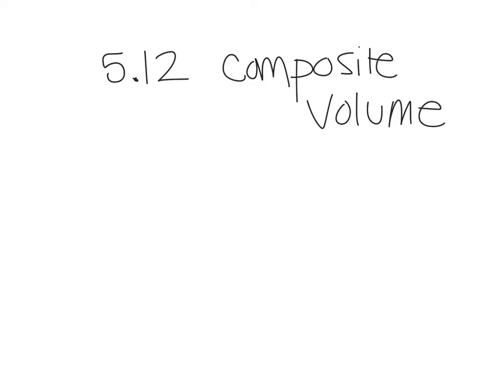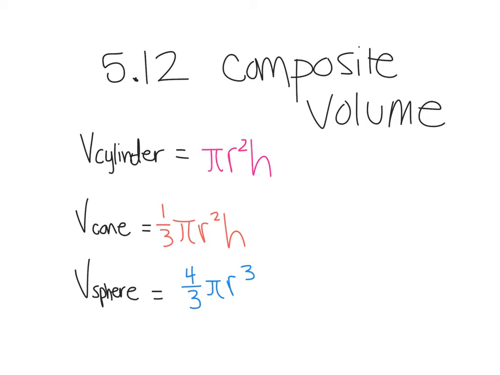In order to solve for volume, we need the formulas. For a cylinder, it is pi radius squared height. For the cone, it's 1/3 times pi times the radius squared times height. And for the sphere, it's 4/3 pi r cubed. So I'm going to use these formulas within these questions.